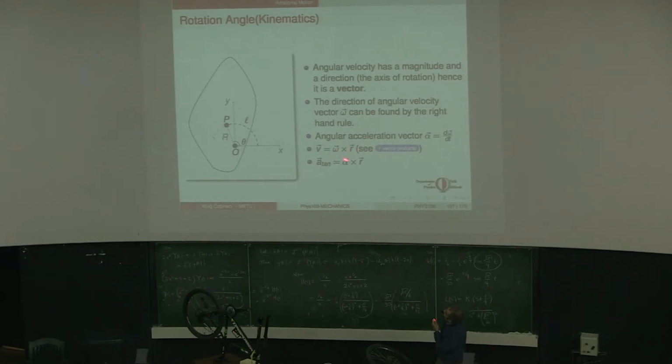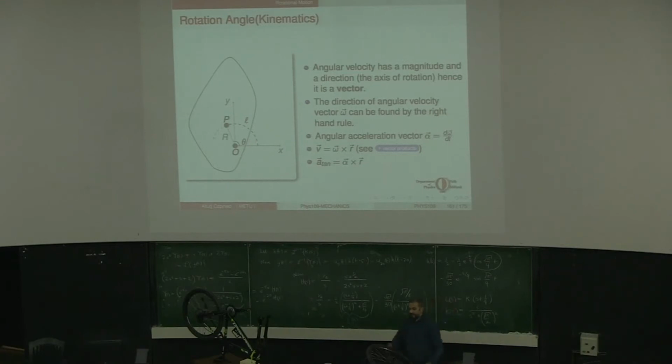Now, in this relation, you have to make sure that the origin of your coordinate axis is picked along the axis of rotation, and that is this r over here. Then the acceleration. The tangential acceleration, we can also write in terms of the angular acceleration alpha cross r.